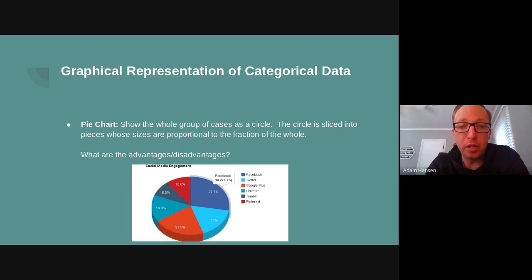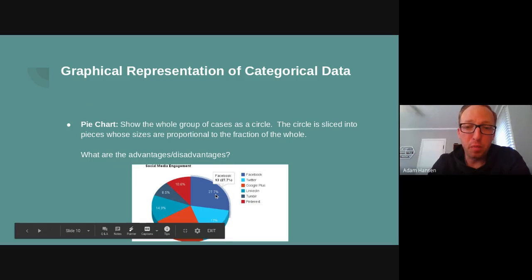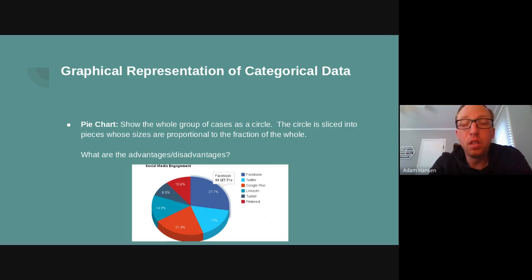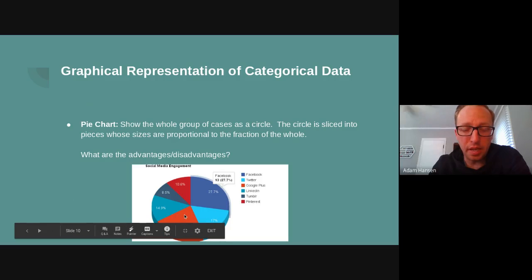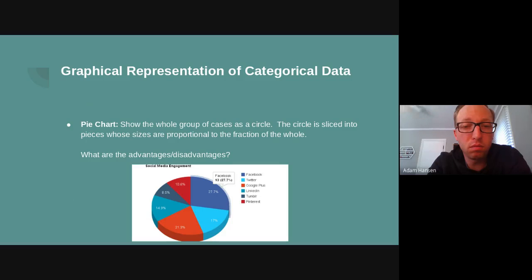So here we have a pie chart representing social media engagement. What percent of time is somebody spending on each of these relative sites? Facebook, Twitter, Google+, LinkedIn, Tumblr, and Pinterest. So we can see quickly that Facebook represents a pretty large proportion of the time that this person spends on social media. Also see that this slice of the pie, I believe that represents Google+. Less so when it comes to Tumblr, Pinterest, etc.